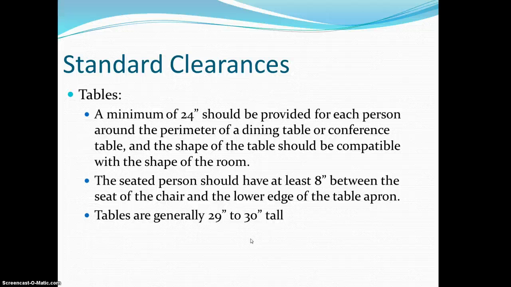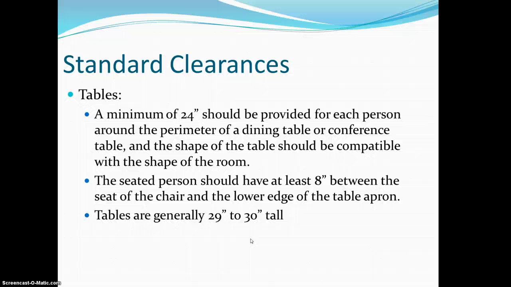Tables need a minimum of 24 inches per person, whether it's going to be a conference table or a dining table. And the shape of the table should be compatible with the shape of the room. Don't try and put a round table in a small dining room. It's trying to put that square peg in the round hole.